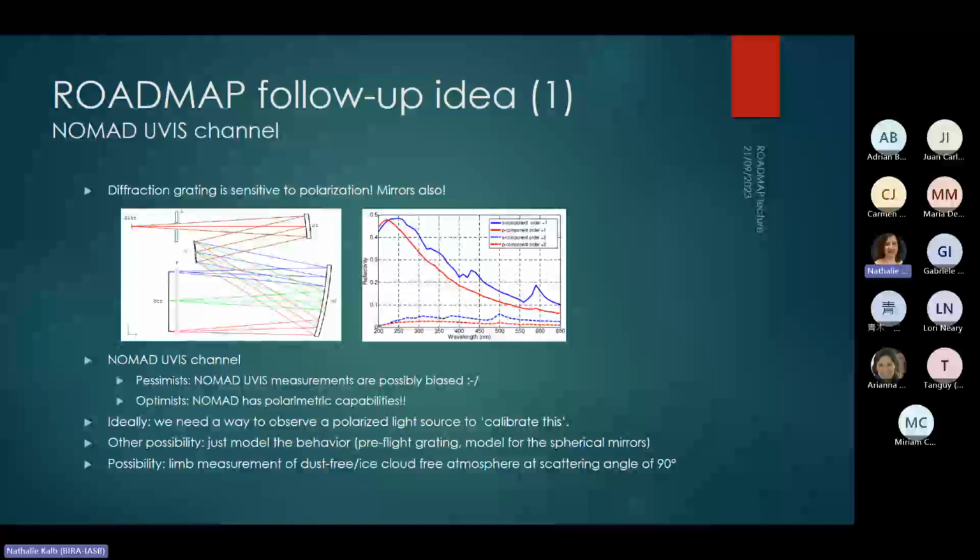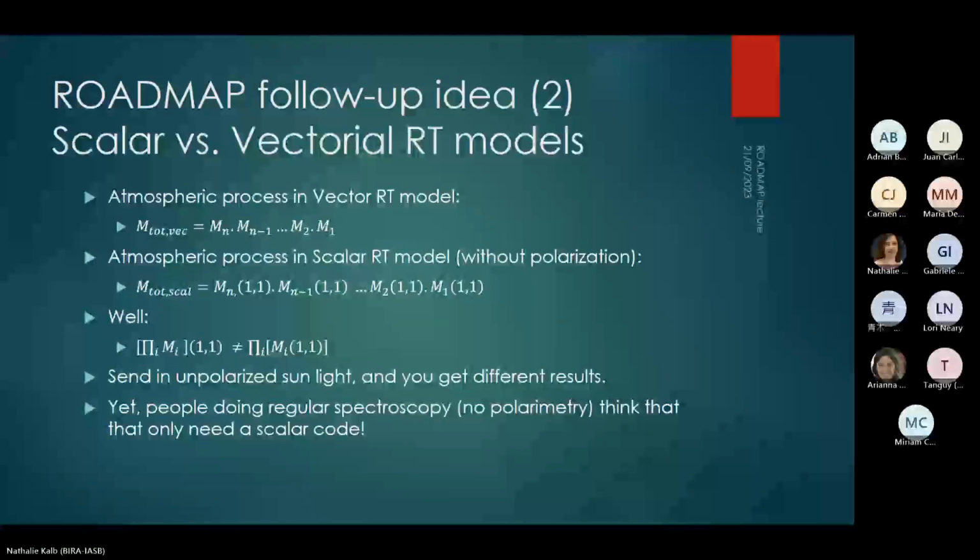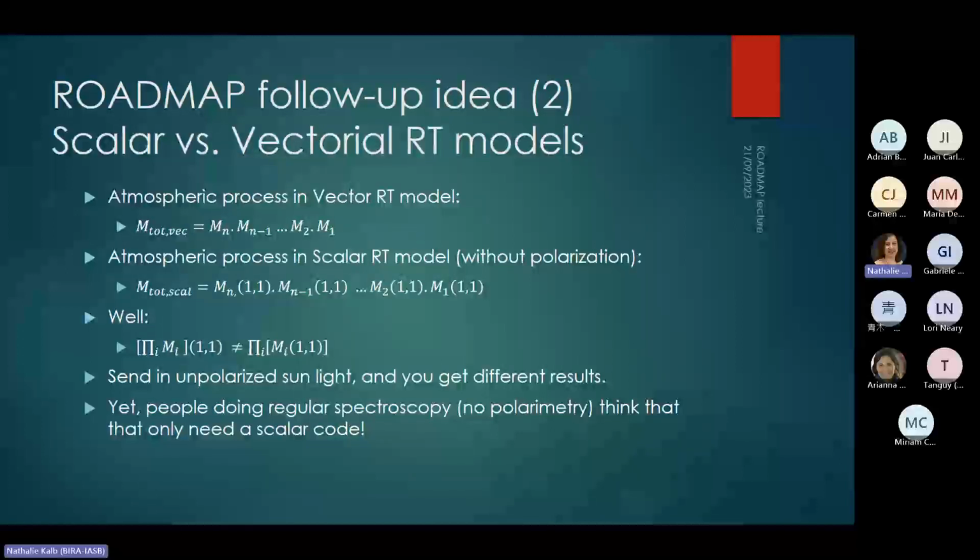One possibility to do a calibrating measurement is to do a limb measurement of a dust-free or an ice cloud-free atmosphere. So you just have Rayleigh scattering. You know what Rayleigh scattering does in terms of polarization. And then, okay, you're done. I'm not sure if Mars ever has an atmosphere without dust. Probably not, but how much time do I have left? 8 minutes? So there is another idea that maybe should be investigated.